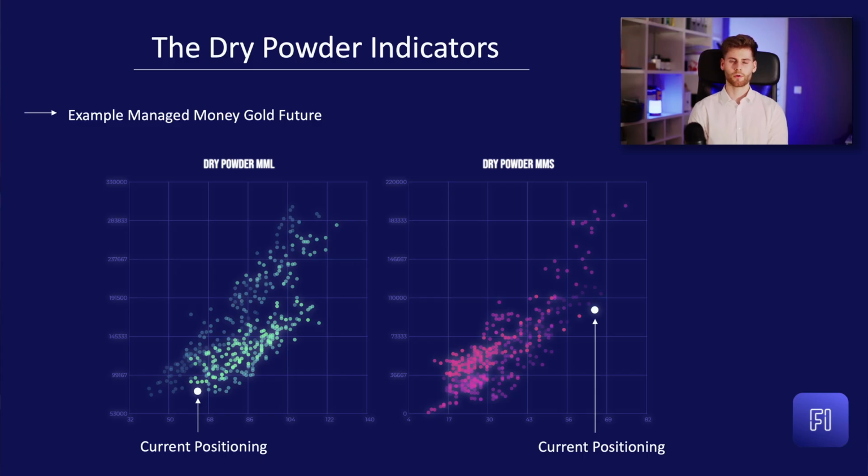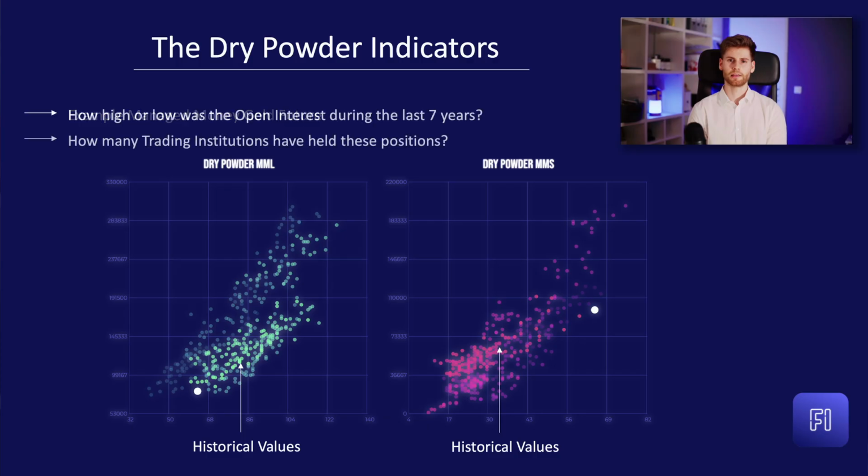The smaller green dots, or in the short graph, the smaller red dots, show us the historical values. The brighter a point is, the closer the value is to the current dates. Very faint points are far in the past. So we can now use this cloud of points to see how much the open interest has increased or decreased at most or at least over the last 7 years, and how many trading institutions have held these positions at most or at least. Of course, very interesting statements can be made about this.